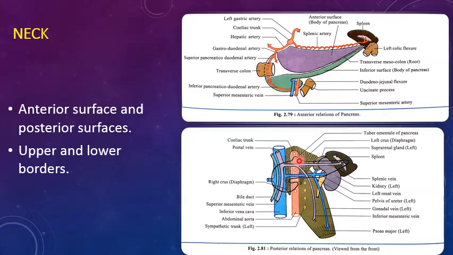And now coming to the upper border. The upper border is overlapped by the first part of the duodenum. Here again the concavity will be there, right? So the upper border of the neck is related to the first part of the duodenum. And the lower border gives attachment to the transverse mesocolon, as we can observe here. So this lower border of the neck gives attachment to the transverse mesocolon. So these are the relations of the neck.